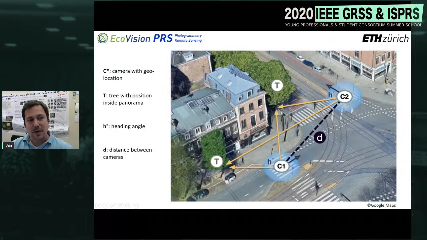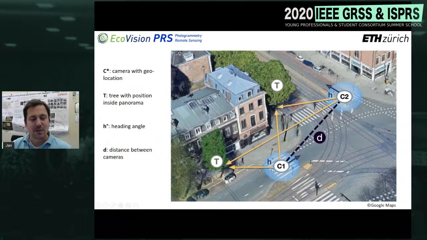And an overall idea was, when you look at this, so this is a visualization from Google Maps with a 3D view, and you put in the tree T here, another tree T, and then many, many more, and those are the cameras here, C1 and C2, and you have a certain distance between them that you can roughly compute given the GPS data that comes with the panoramas, and you have a heading and so on.